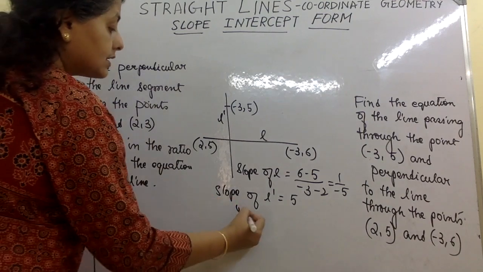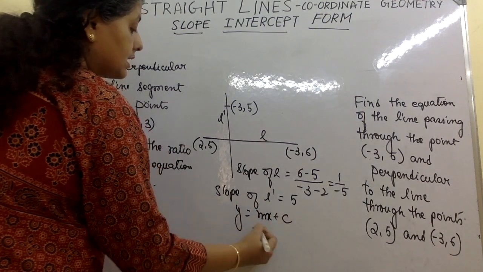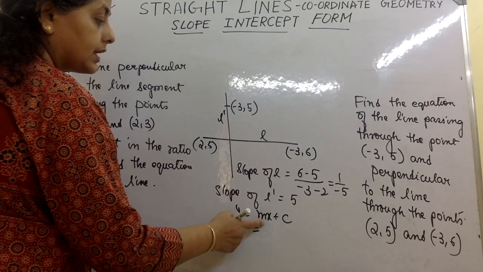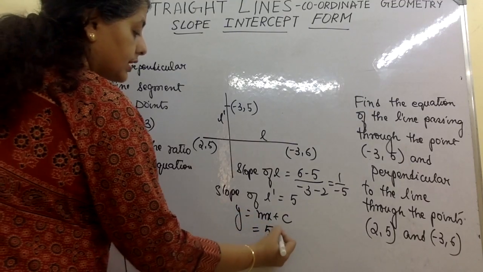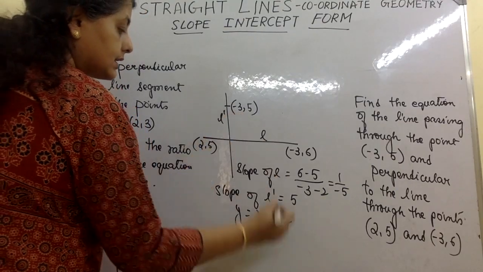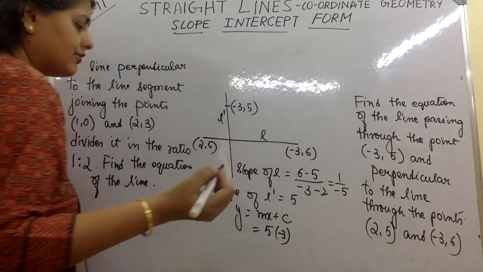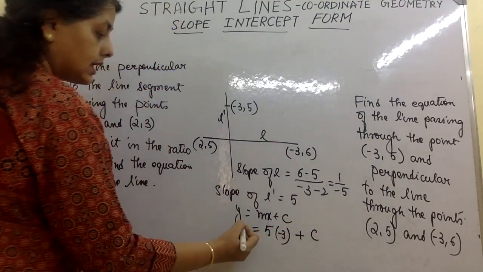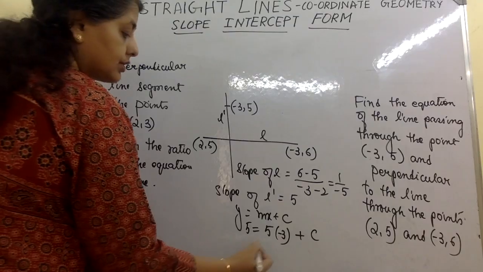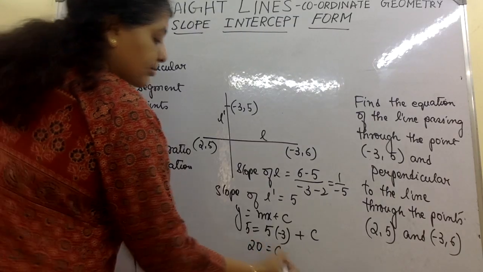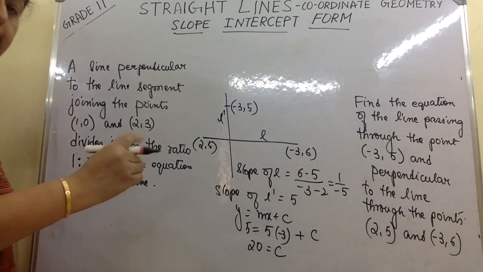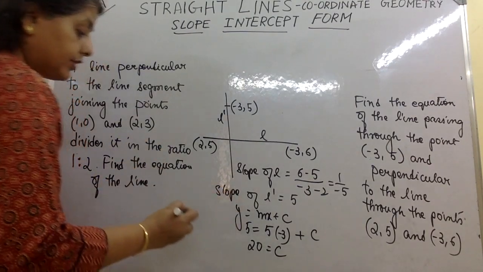Back to y is equal to mx plus c. Here, if I have m is 5, then put the value of x is minus 3. Any one point which lies on that line can be substituted, plus c, and this is 5. So this is 20 is equal to c. C is 20.